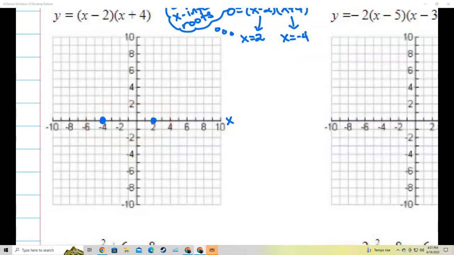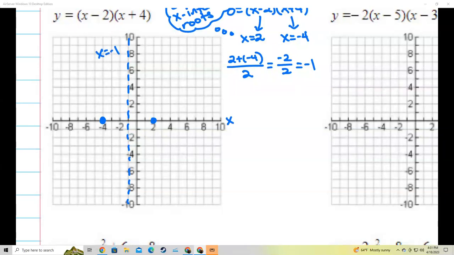In order to find the average, you just add the two numbers together. I'm going to add the 2 plus the -4 and divide by the number of numbers, which in this case is going to be, there's only two numbers. That's going to give me -2 divided by 2, which is -1. So the line of symmetry, the middle number, is going to be at x equals -1. X equal to -1 is my line of symmetry.